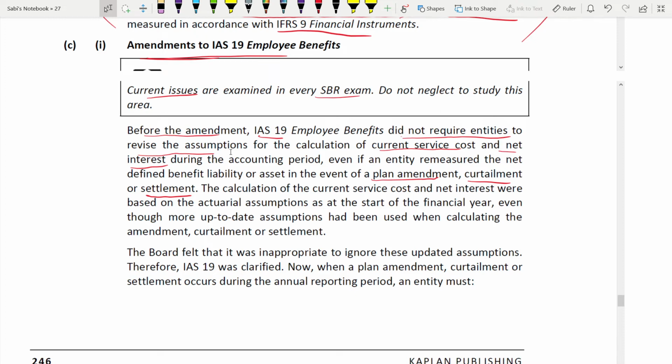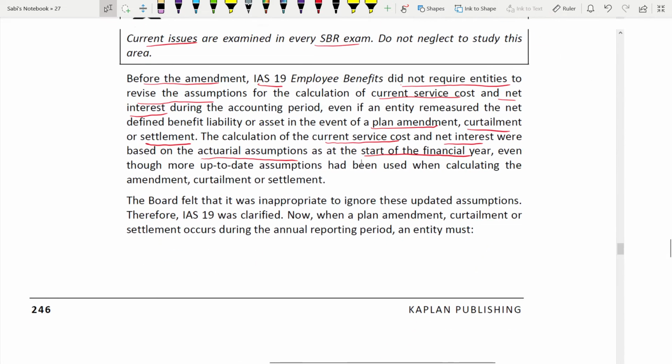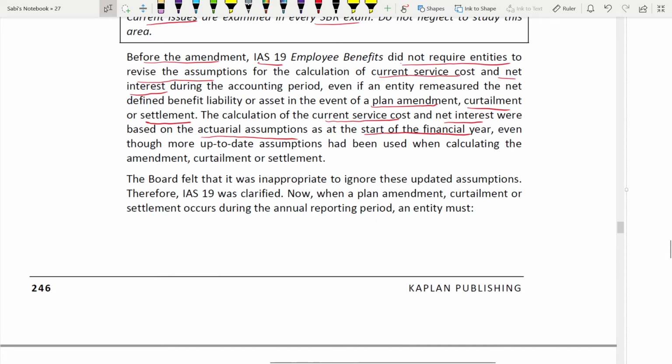Okay, so the calculation of the current service cost and the net interest were based on the actual assumptions as at the start of the financial year, even though more up-to-date assumptions have been used when calculating the amendment, curtailment or settlement. So the board felt that it was inappropriate. You have to remember, you are giving reasons why they have amended, that you have to revise assumptions or not. Before it was not like this, so now you are giving reasons here. The board felt that it was inappropriate to ignore these updated assumptions.